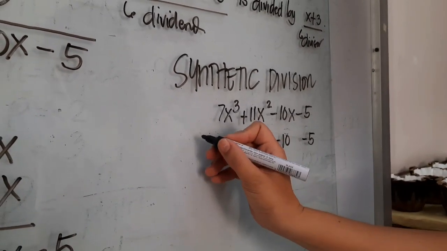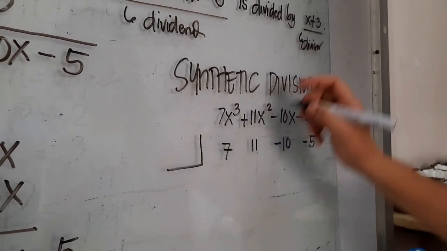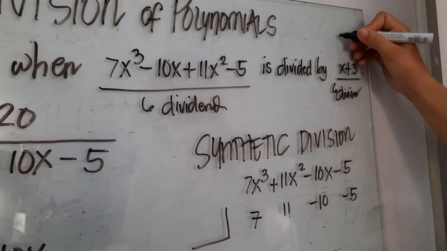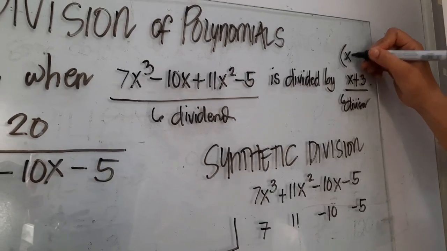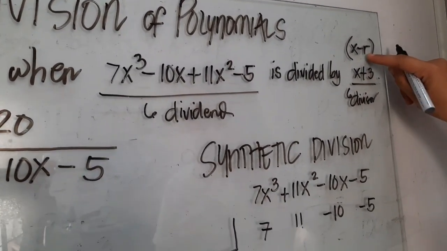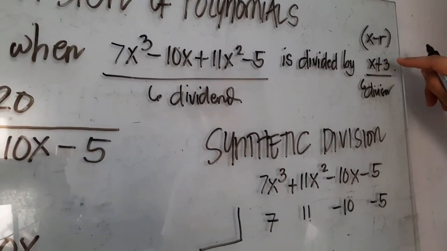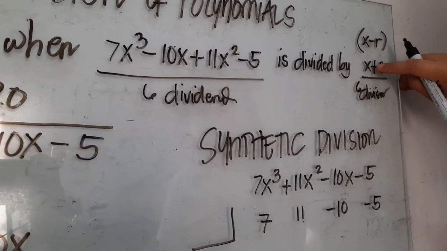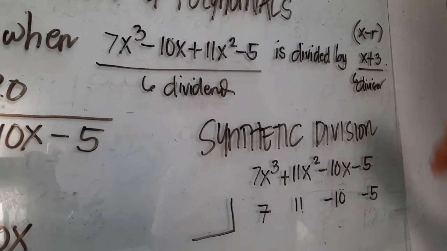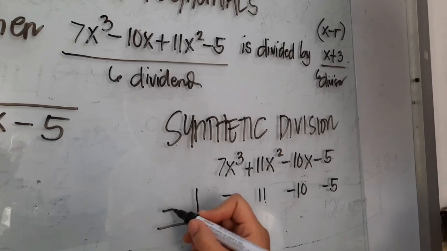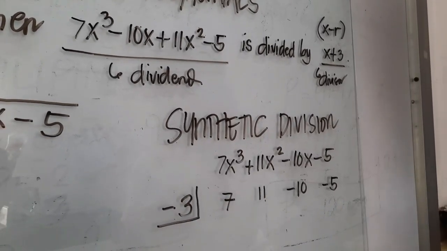Okay, now let's proceed with our divisor. Our divisor is x plus 3 and it follows the pattern x minus r. So we are going to get the r. Since this is x plus 3, to get our r, this will become plus money, makuha nato na siya, ato ang r as negative 3. So this is our divisor, negative 3.